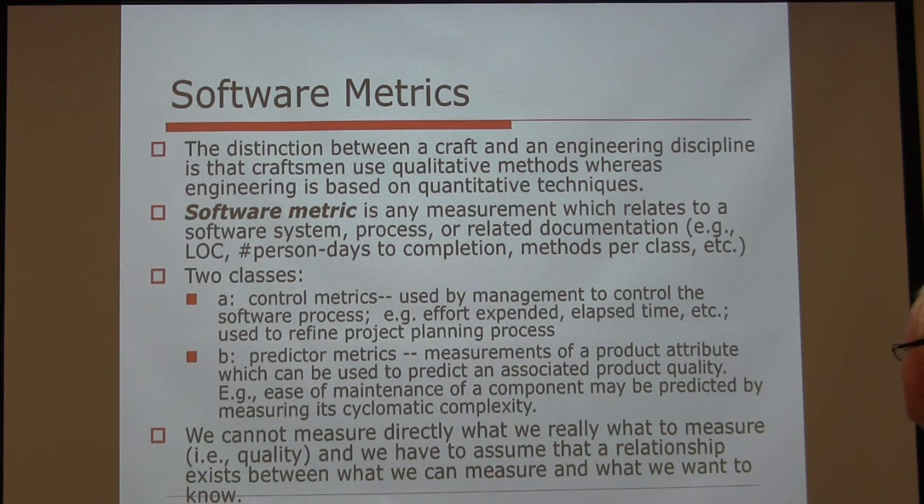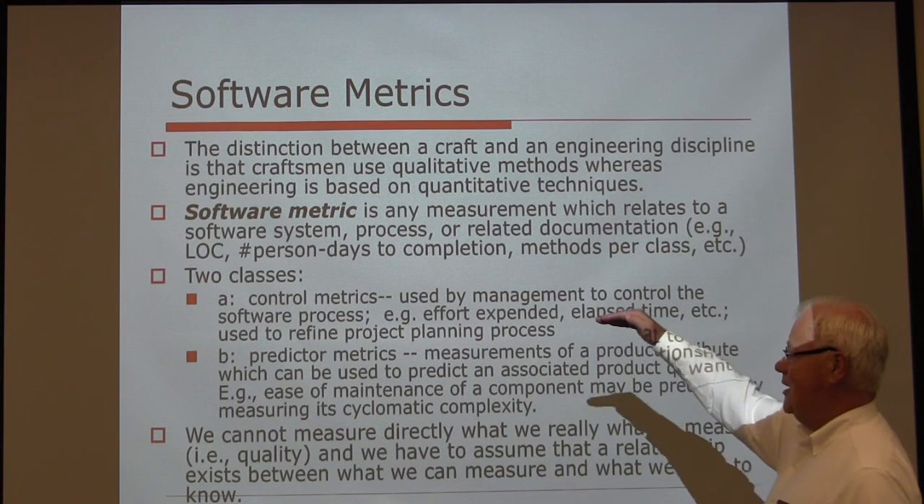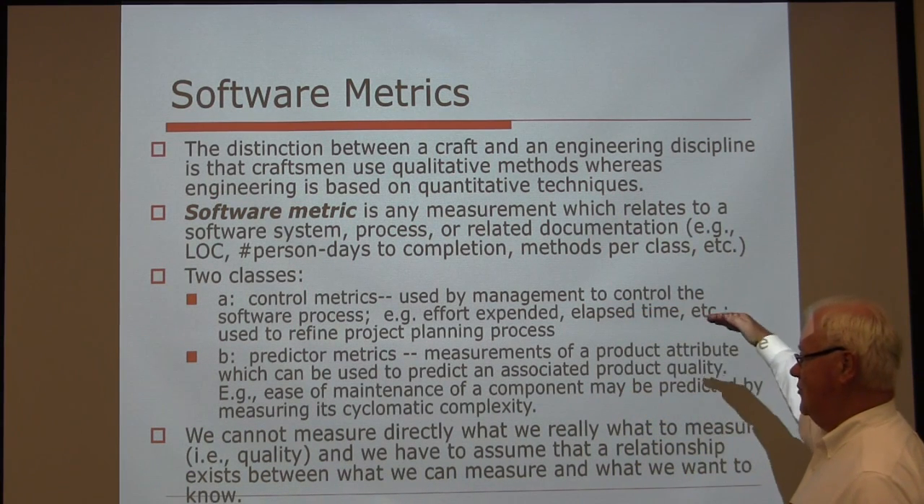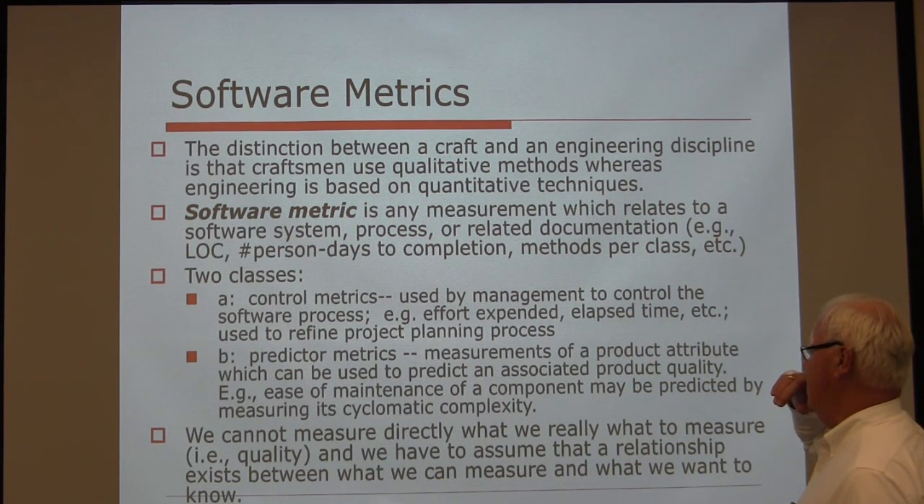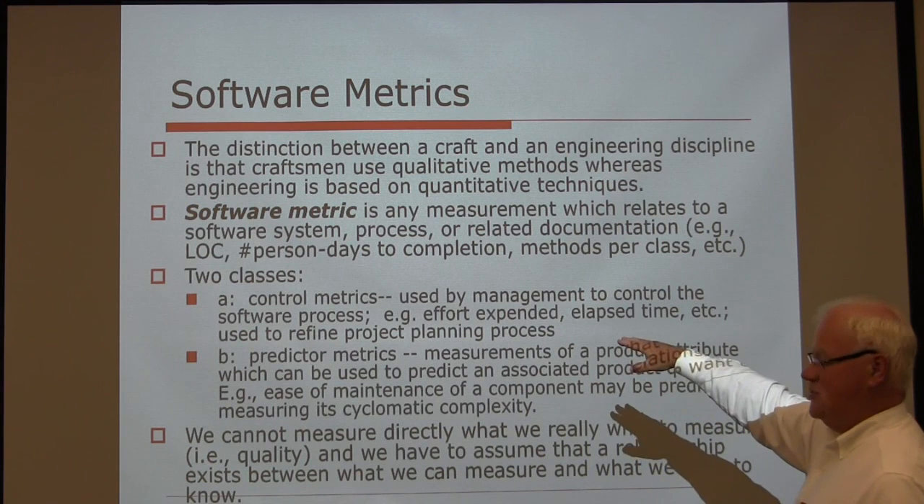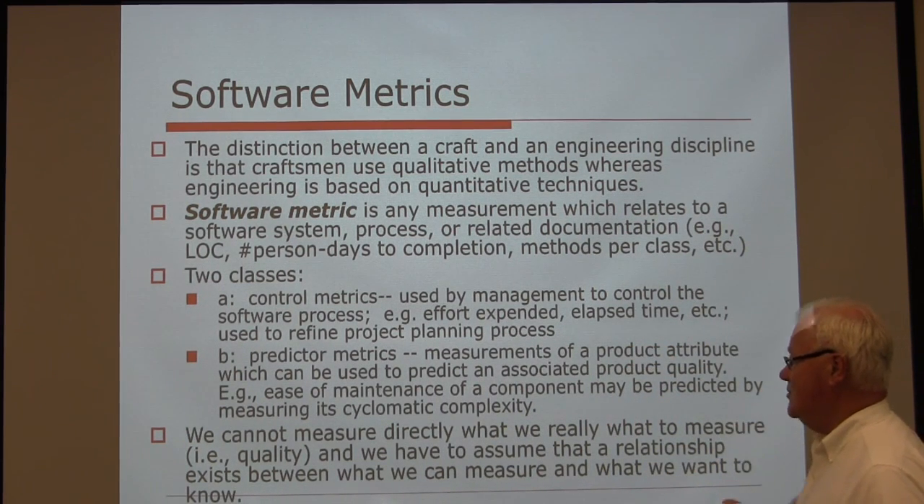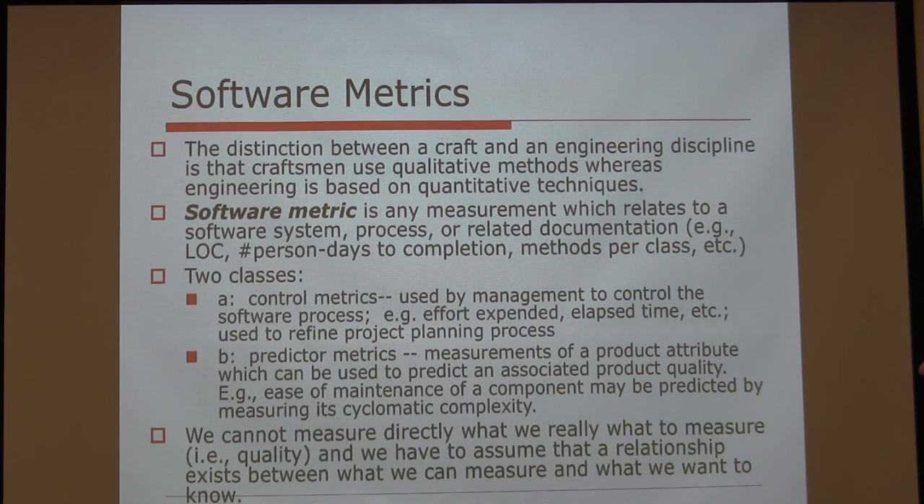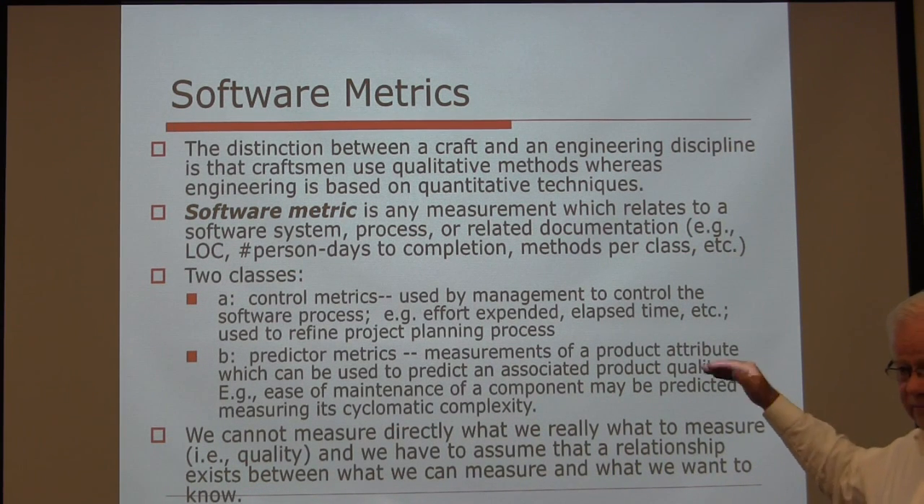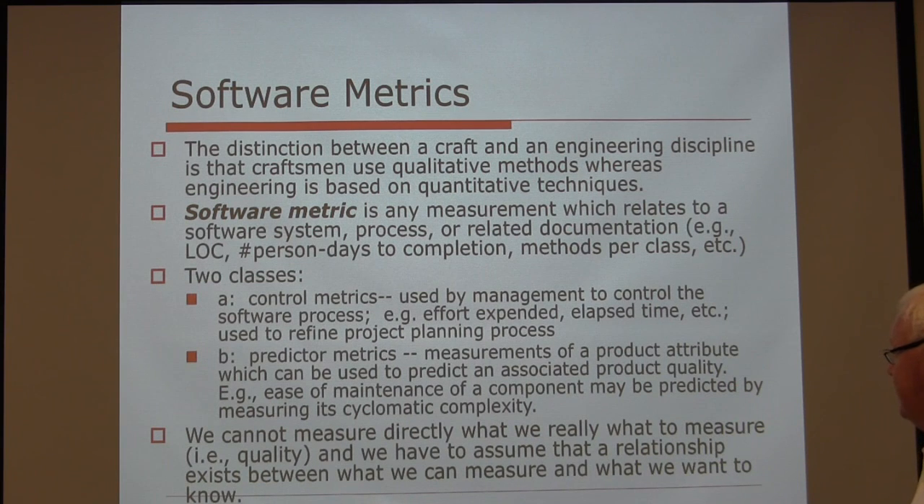Control metrics are used by management to control the software process. So these are not controls of software, it's controls of process. Effort expended, elapsed time, these are things that define the project planning process. And also, they help us see where we are against our original plan. So it should be all there.